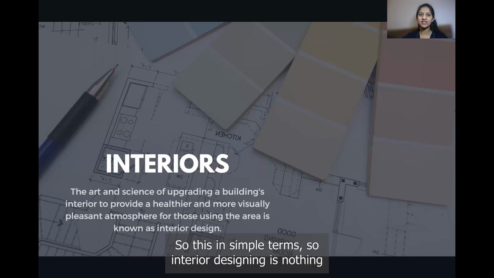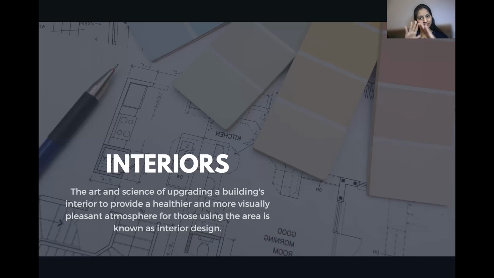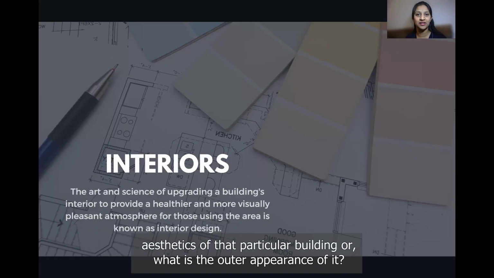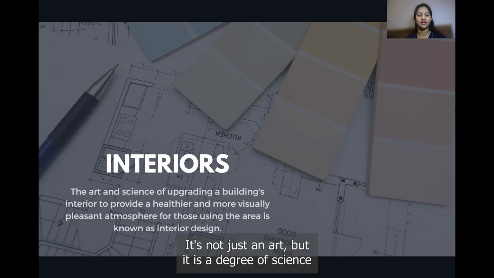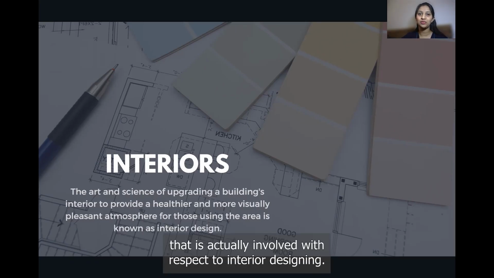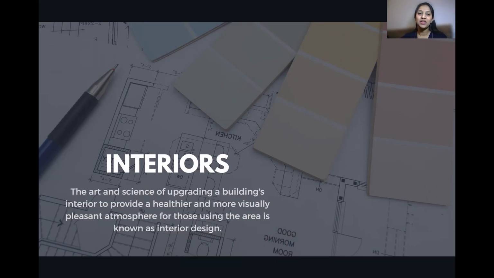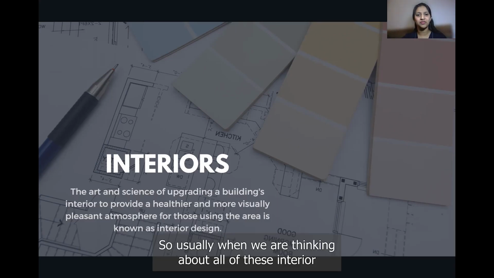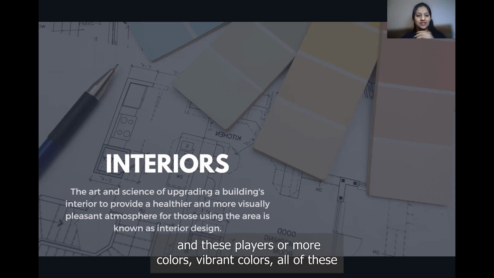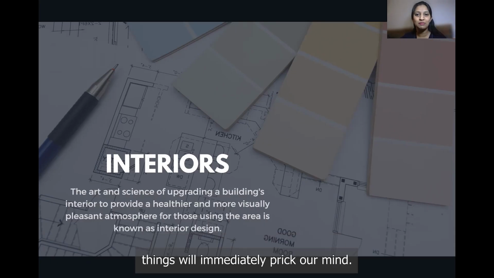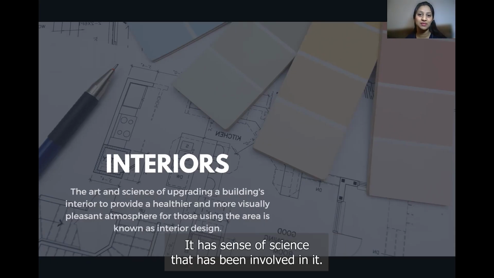So, in simple terms, interior designing is not completely about the aesthetics of that particular building or its outer appearance. It's not just that. Apart from that, it's beyond it. It's not just an art, but it is a degree of science that is actually involved in interior designing. So usually when we think about interior designing, words like creativity, flair, and vibrant colors immediately come to mind. It has a sense of science involved in it.